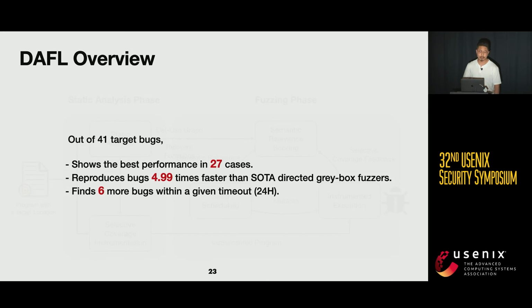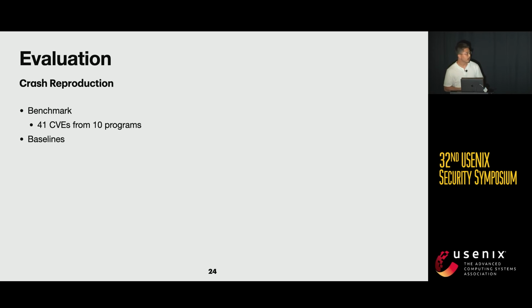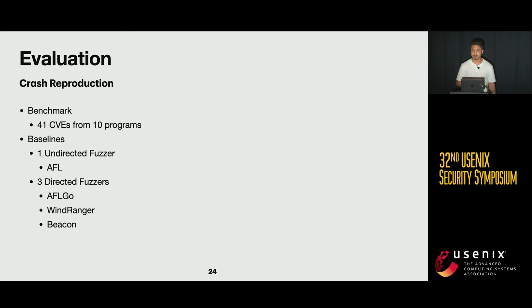With this approach, out of 41 target bugs, we were able to show best performance in 27 cases. We reproduced bugs almost 5 times faster than the state-of-the-art directed gray box fuzzers, and we found 6 more bugs within the given timeout, which was 24 hours. Here are some more details on our evaluation, where we performed a crash reproduction test on the benchmark of 41 CVEs from 10 programs, and with the baselines of 1 undirected fuzzer, AFL, and 3 directed gray box fuzzers, AFLGo, WindRanger, and Beacon. Our criteria was the median time of 40 iterations to reproduce the target bug.